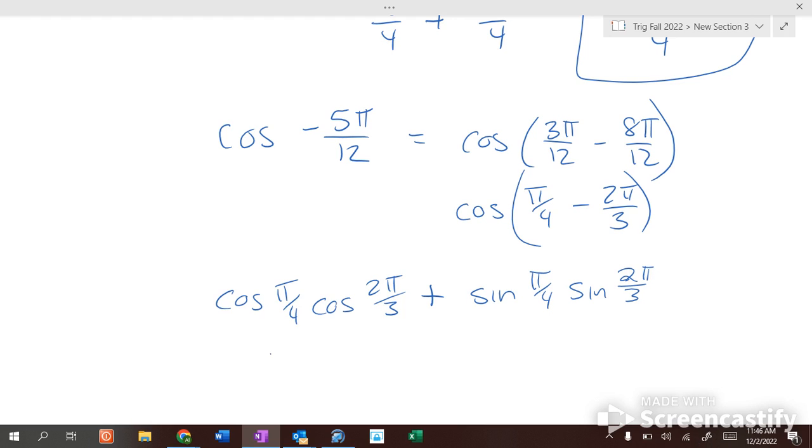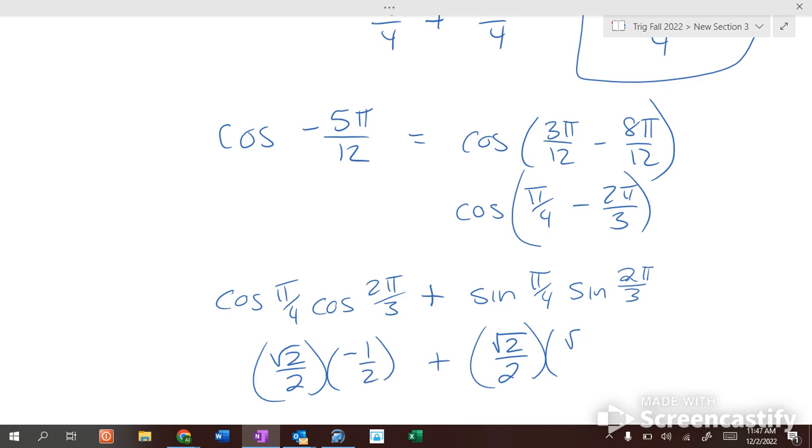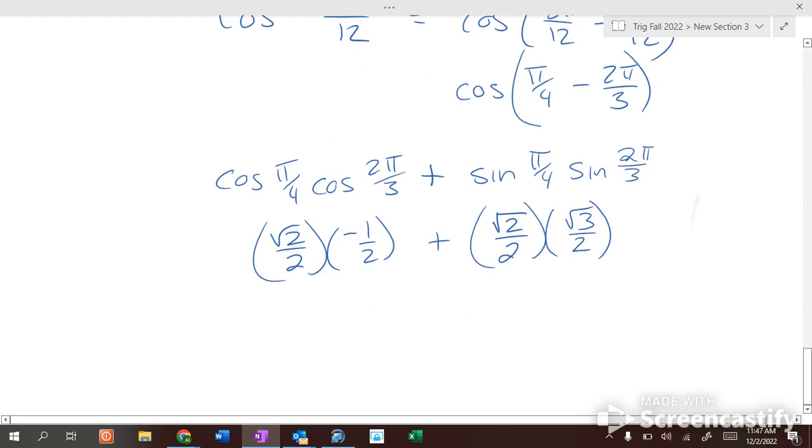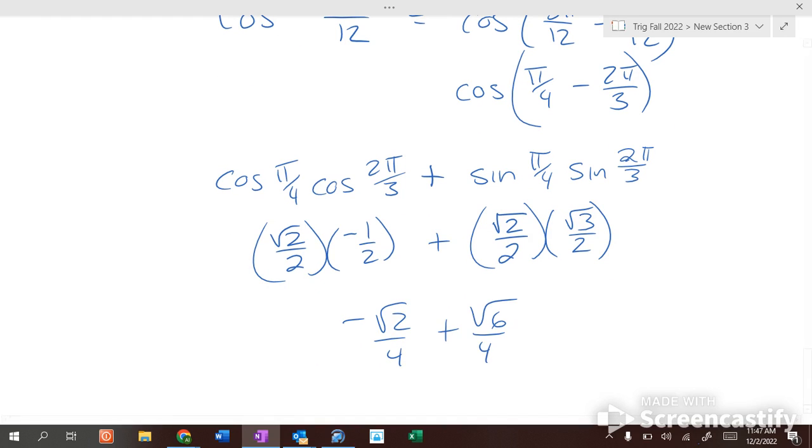Cosine of pi over 4 is square root of 2 over 2. Cosine of 2 pi over 3 is negative 1 over 2. So this is square root of 2 over 2. And what's the sine of 2 pi over 3? Square root of 3 over 2. So it's negative square root of 2 over 4 plus square root of 6 over 4, which is negative square root of 2 plus square root of 6, all over 4.